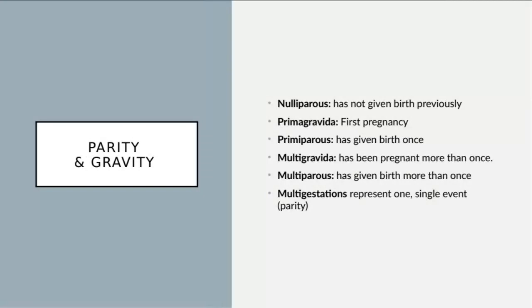So here we have a little bit further clarification of what parity means, or gravity. So here are some subterms that we can use for that, or that you may see on a requisition or an order when you are scanning an OB patient. So nulliparous, this means that this mom has never given birth before. So she's currently pregnant, but she has never given birth before. She could even have been pregnant 4 other times, right? But those pregnancies didn't end up in a birth. So there was some sort of miscarriage or termination in those previous pregnancies.